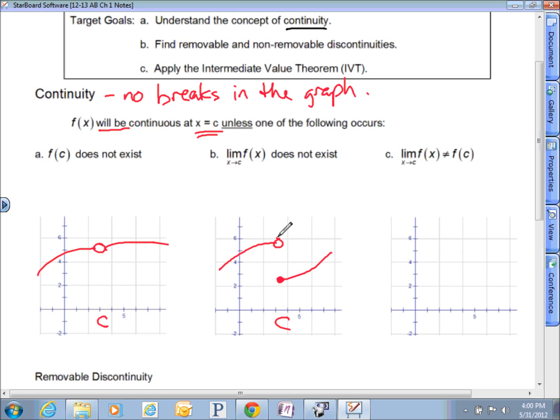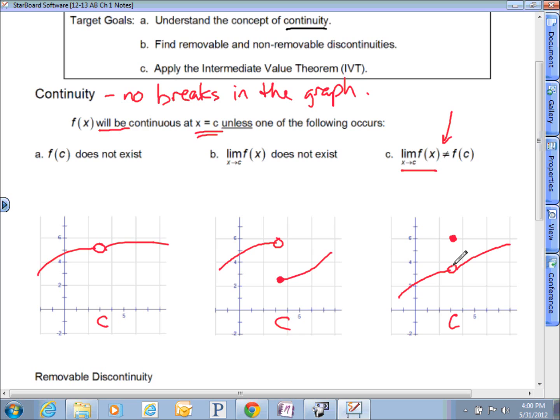And then the third one, well, what happens if the limit exists, but it doesn't match what f of c is? So let me throw c on here again. And let's say that f of c, in this case, is the number 6, y equals 6. Okay, but then the limit as x approaches c exists, meaning they're headed toward the same place from either side, but that place they're headed toward doesn't match what I get when I plug c into the function. So again, another example of a discontinuity.